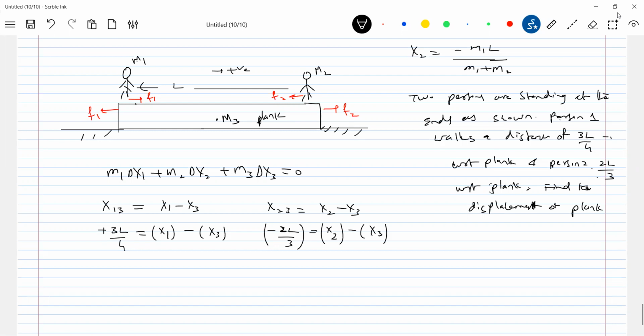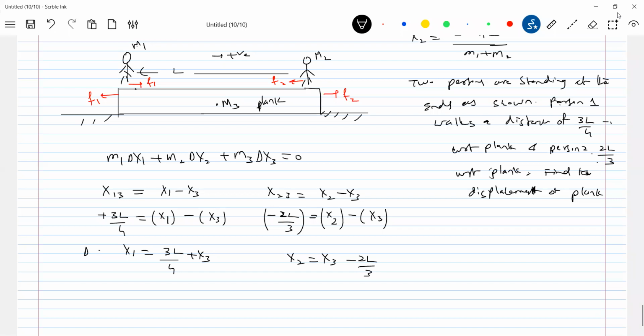So what is x1? x1 equal to 3L by 4 plus x3. What is x2? x3 minus 2L by 3. And what is delta x1? Call this delta x1. Fine. Call this delta x2. And what is delta x3? It should be equal to x3. Substitute, I think we know all the values. Substituting this, M1.